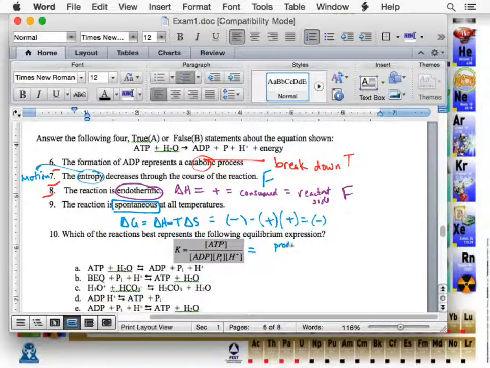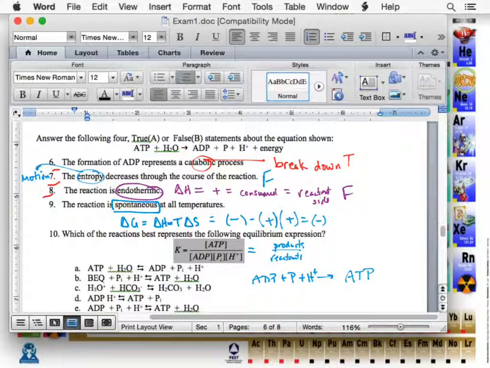Products over reactants. So without even looking at the answers, what you should immediately be doing is taking that information and saying we're taking ADP plus P plus H plus, and we're going to ATP. Once you've got the equation, you just have to find the one that matches, or that best matches. You'll notice that we don't get any one of them that exactly matches.